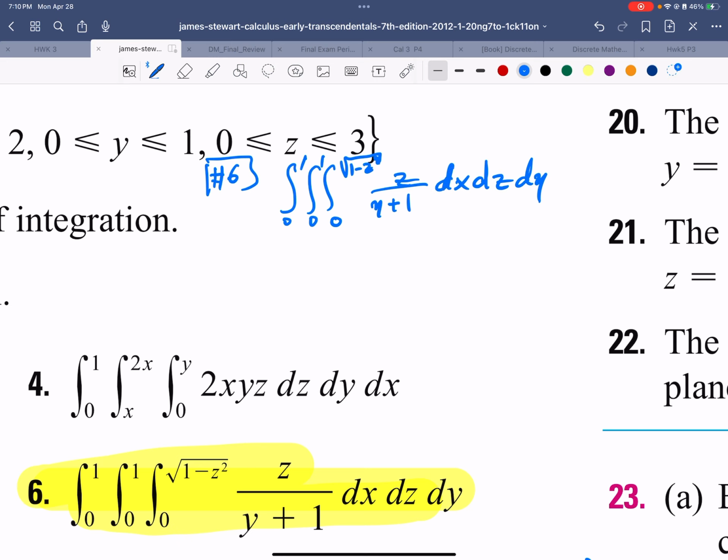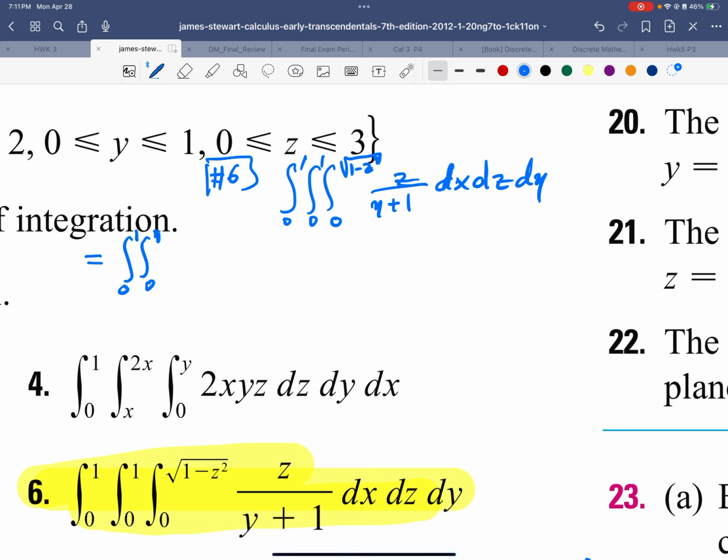If you have to compute this one, start with dx. So now check the function. If you see any x here, keep it. If not, move it outside. Okay, that's the rule. So if we don't see any x here, then we can move it outside.